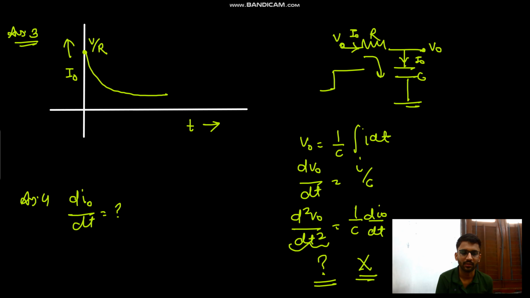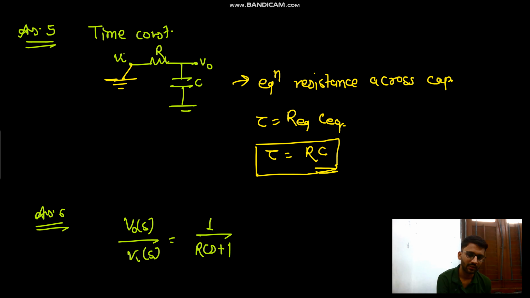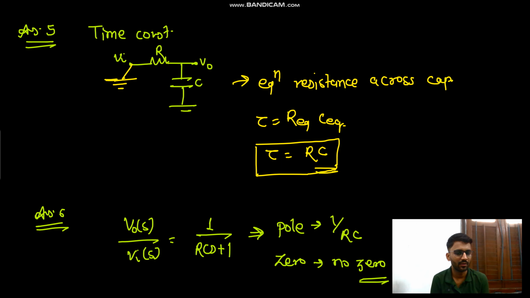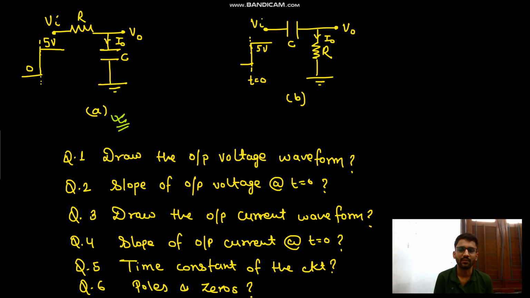And what was the last question? Pole and zero. Yeah. So answer 6. What is the transfer function? V naught S by V in S is 1 upon CS divided by 1 upon CS plus R. So it would be 1 upon RCS plus 1. So the pole is 1 by RC, and there is no zero. This is the pole equals 1 by RC. So that's it about the first circuit A.